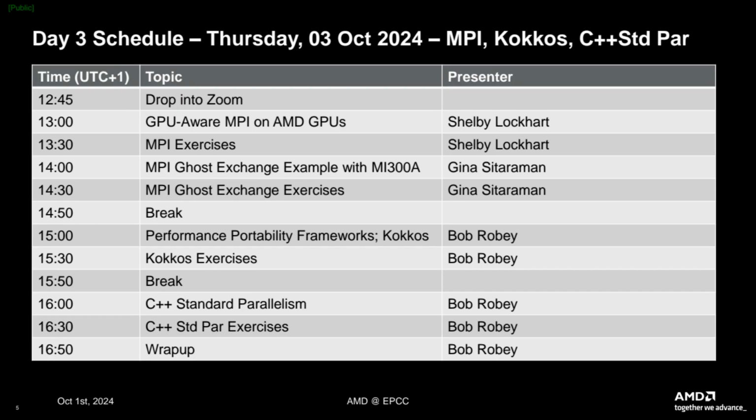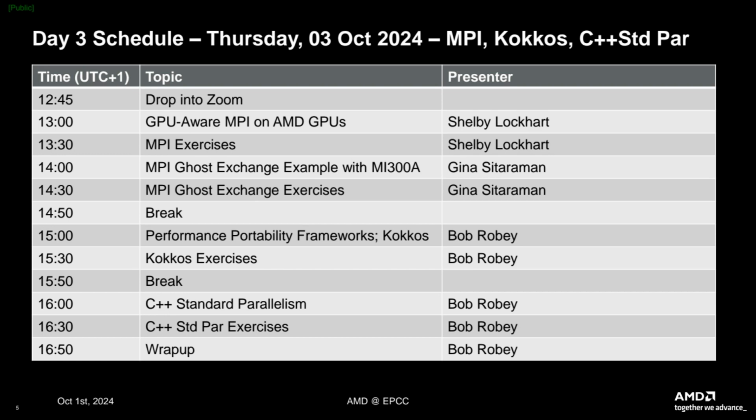And then Gina will show you an example that we have created that's intended to be a simple but sort of complete exercise that mimics what a real HPC application could be, because it has MPI, it has halos, boundary conditions, but it's somewhat toned down so that you can familiarize with it rather quickly. And the focus of that is going to be just MI300A, which you will have access to on the AAC. Bob is going to talk about Kokkos and then C++ standard parallelism.